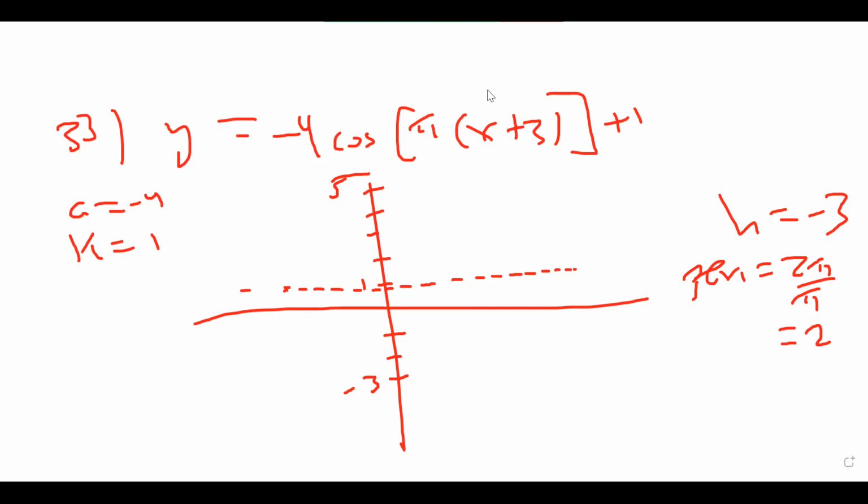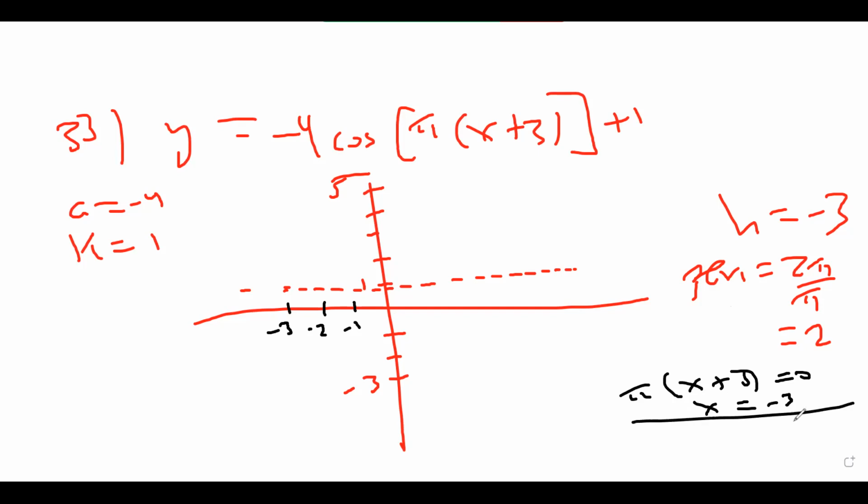Okay, so actually, I kind of goofed a little bit because I really need to focus on the left side of the y-axis, but that's okay. Let's do -1, -2, and negative 3. I'm gonna make it kind of tiny. Not ideal, but it's okay. And if you could do the whole start and end thing again, right? Pi times x plus 3 equals 0. So x would have to be -3. And then pi times x plus 3 equals 2 pi. So x plus 3 equals 2. X equals -1.